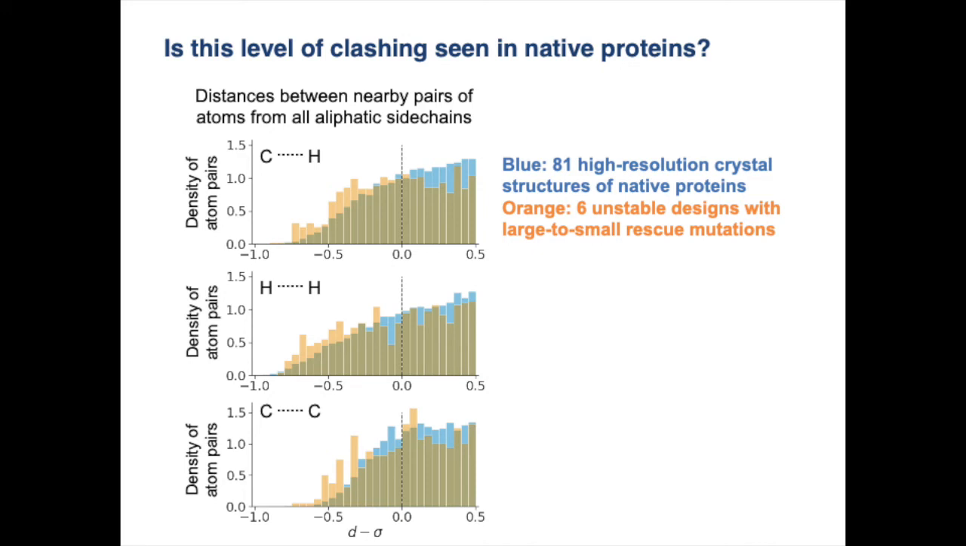So you can see the orange histogram here shows the designs that exhibited these large to small rescue mutations, whereas blue are natural proteins from the PDB that shouldn't exhibit this. And so we can see there's quite a few atoms that are a little too close for comfort here. And what's very cool about this is this was very easy to fix, right?